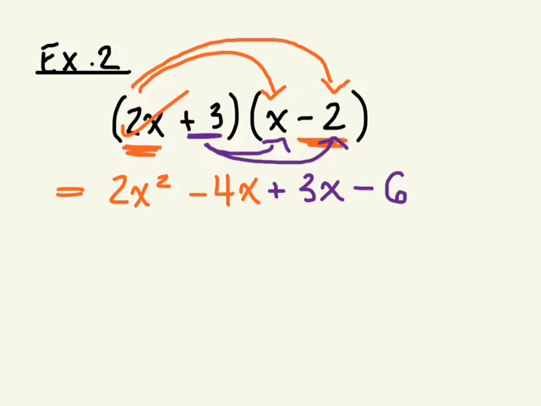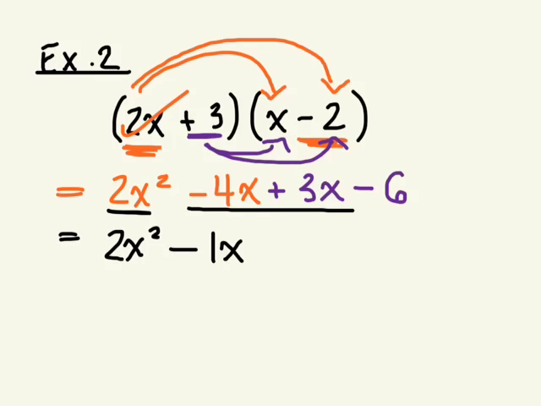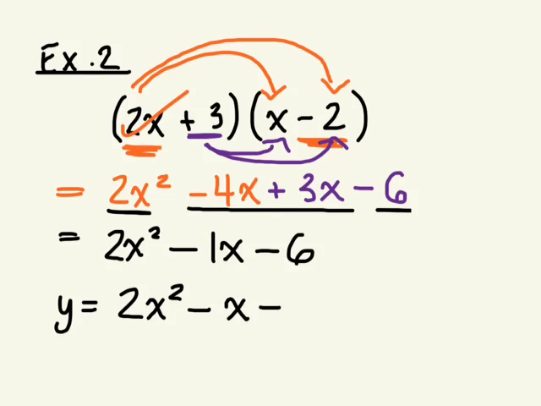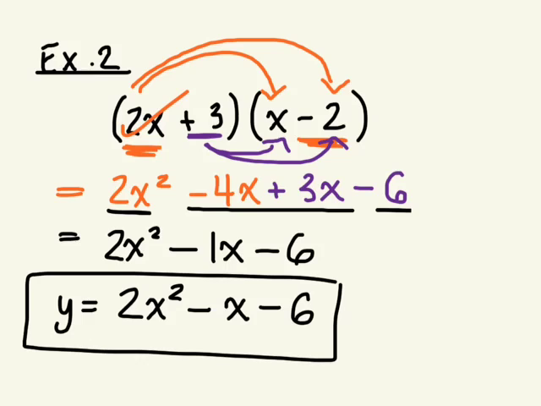We're done. Now we just simplify. Combine your like terms. How many x squared terms do I have? What's negative 4x plus 3x? Negative 1x. So you can just put negative x. So we have y equals 2x squared minus x minus 6. This is now in standard form.